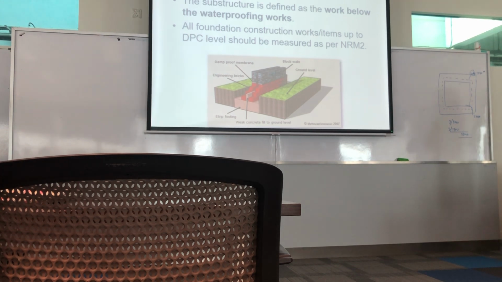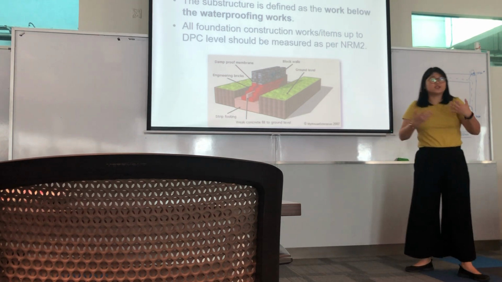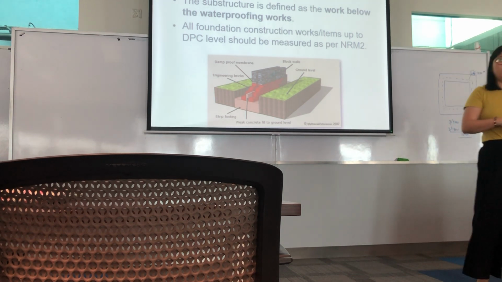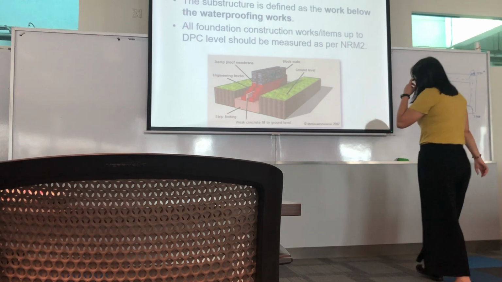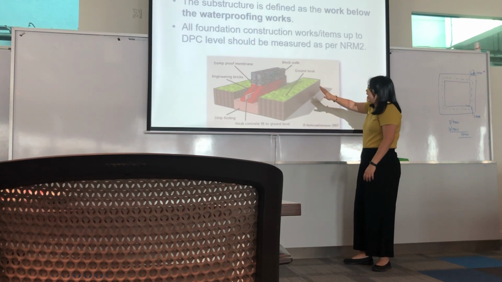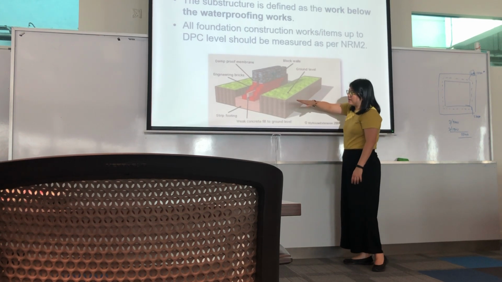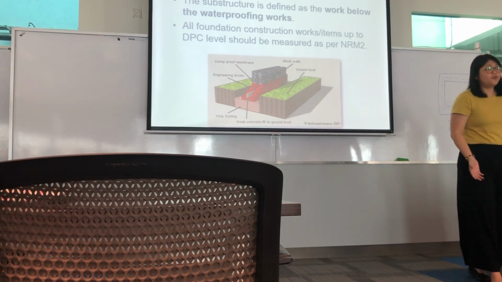The substructure is defined as the work below the waterproofing works. So that means, because the soil is moist, whether your water table is low or high, it doesn't matter, because any soil will have moisture, okay? So it will actually evaporate through your concrete. So anything which is on the ground floor will have a layer of waterproofing works.